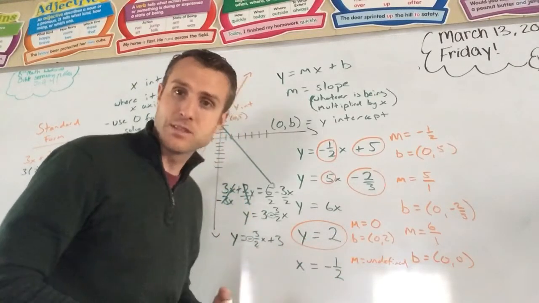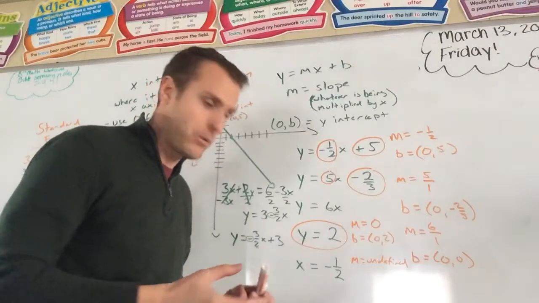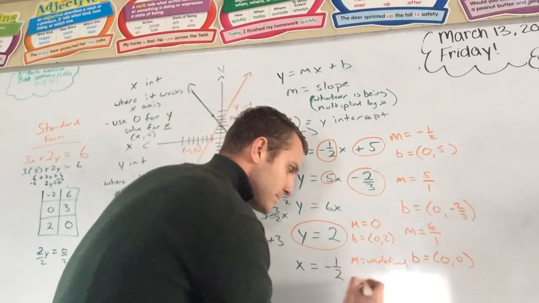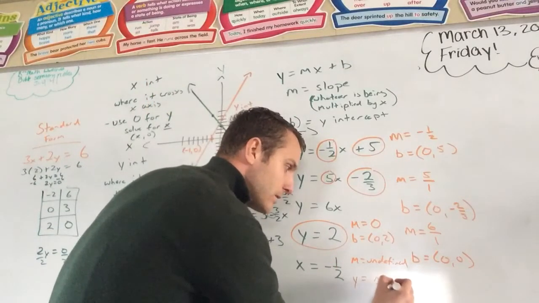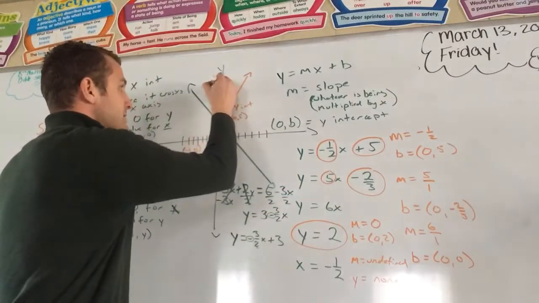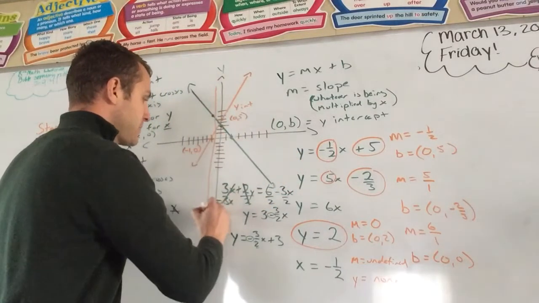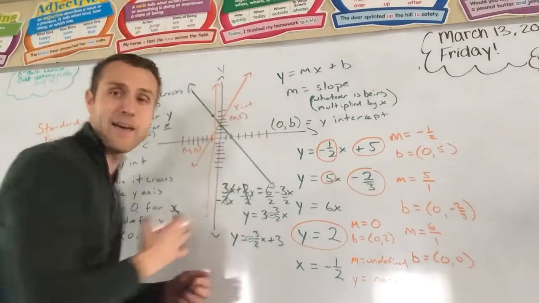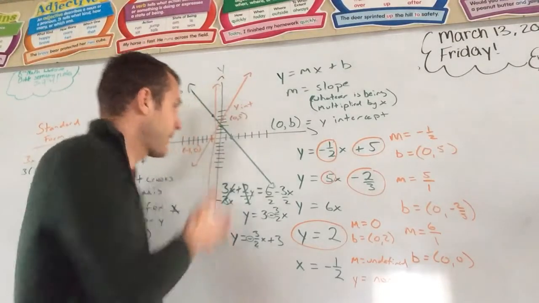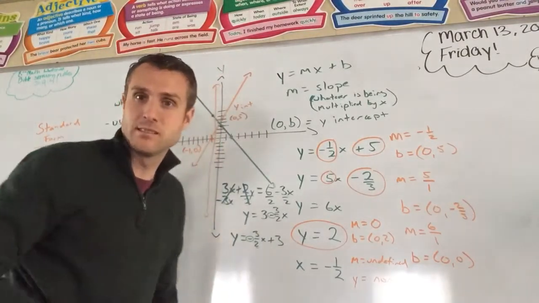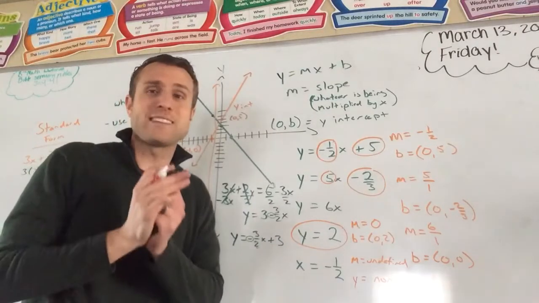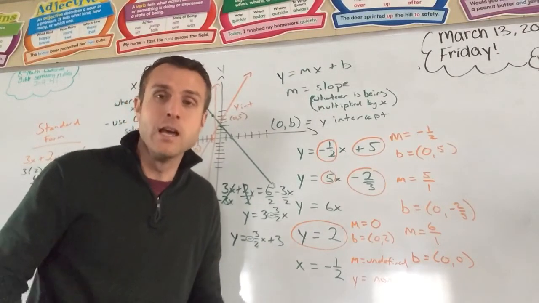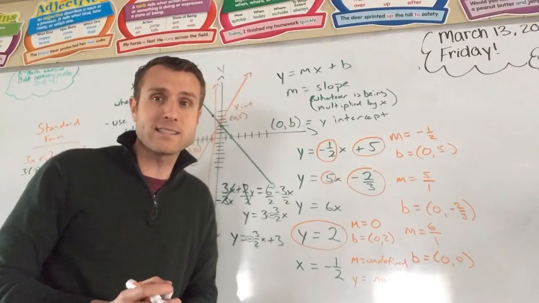If I have x equals a number, then my y-intercept is going to be none. Why? Because if this is x equals negative 1/2, notice it's never going to cross my y-axis. It's never going to cross it, so it doesn't have a y-intercept because it never crosses the y-axis.